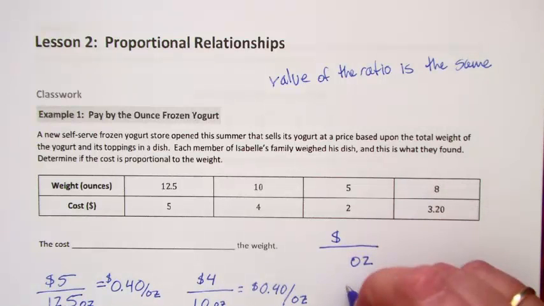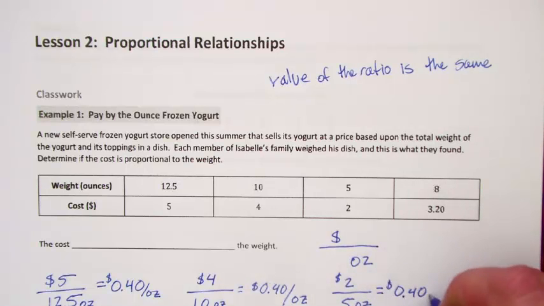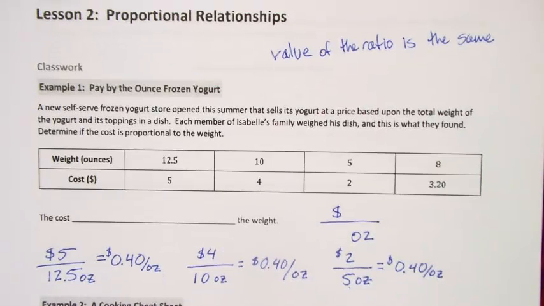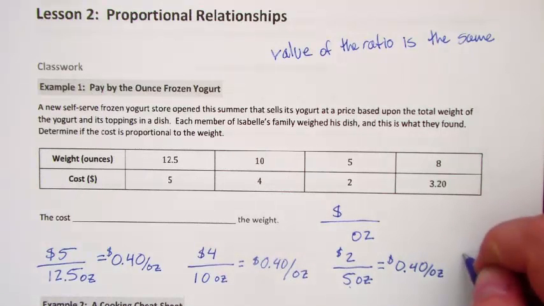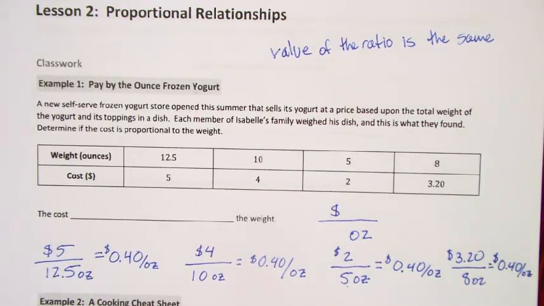On the third one, I have $2 for 5 ounces. If I do my math on that one, that is also 40 cents per ounce. Remember, I'm dividing my numerator by my denominator to find the value of my ratio. And on my last one, I have $3.20 divided by 8 ounces, and that is also 40 cents per ounce. Okay. Since all 4 of these values are the same, then I know that this is proportional.